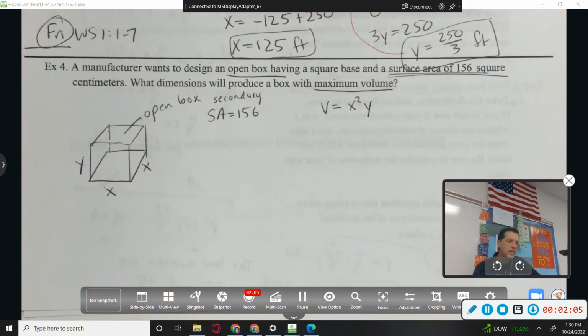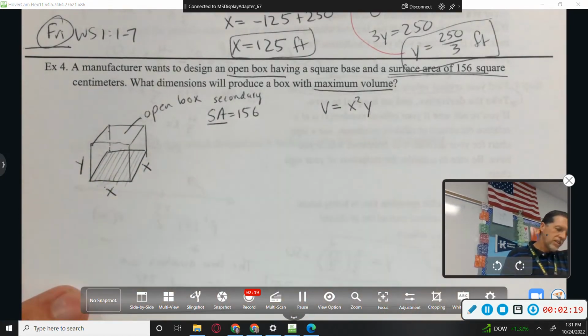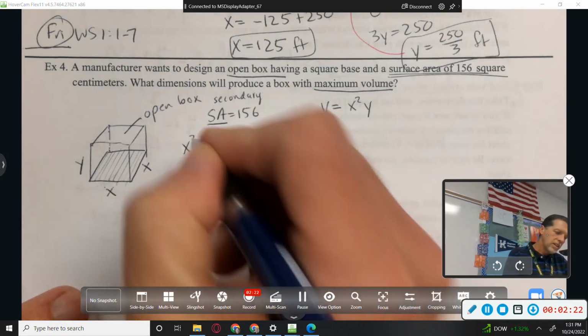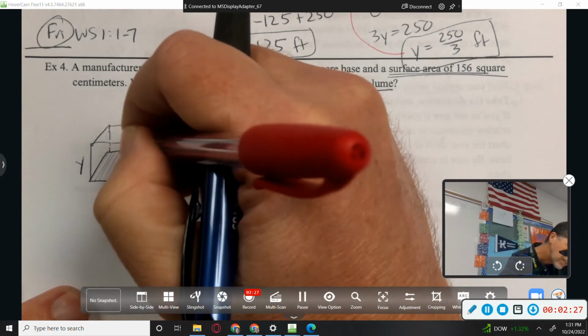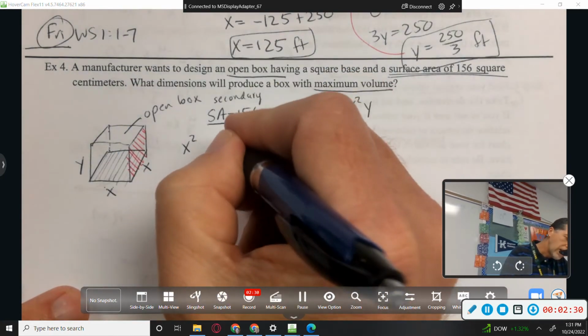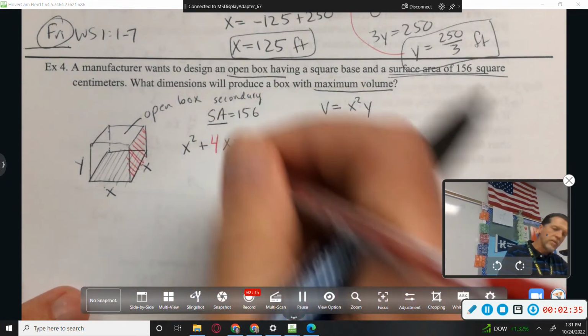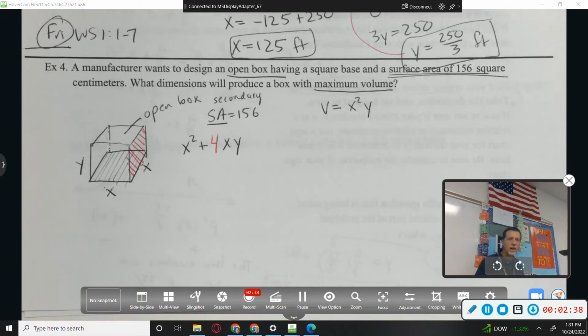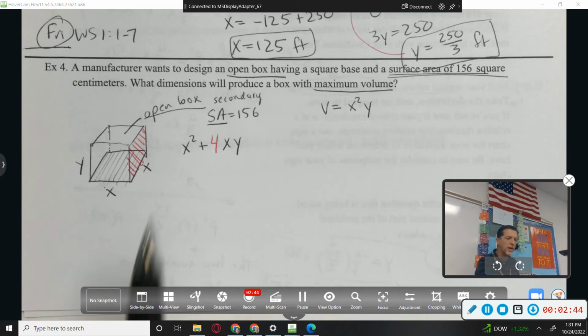So I need to come up with the surface area in terms of x's and y's. Well, this is one where you're not going to get a formula. You're just going to have to look at the picture. What's the surface area of the base? x squared. What's the surface area of one of these sides? xy. And how many sides are there? Yeah, 4 of them. So there's 4 xy's. There's 1 x squared because it's an open box. If it was a closed box, then we'd have 2x squared.